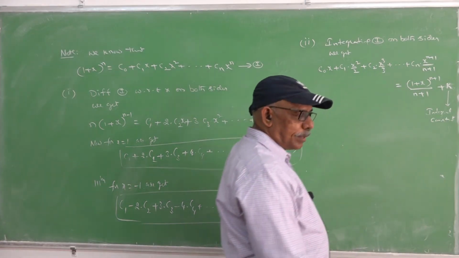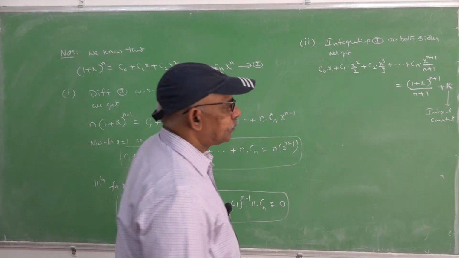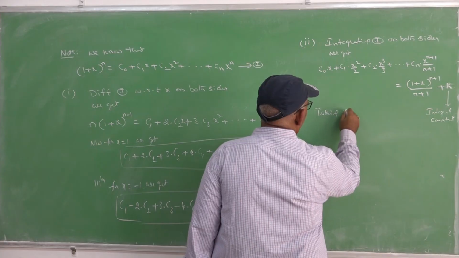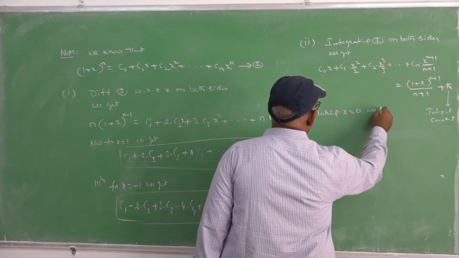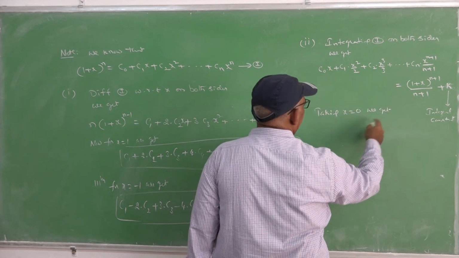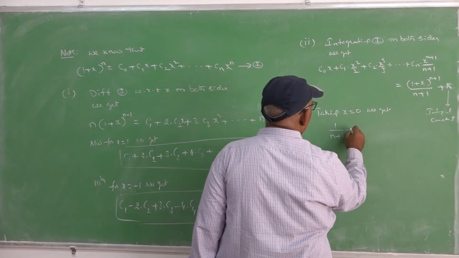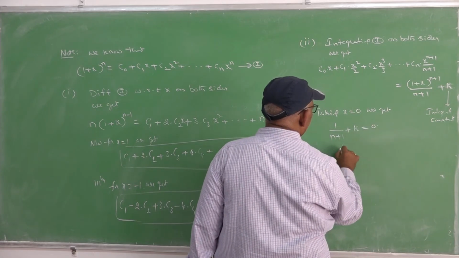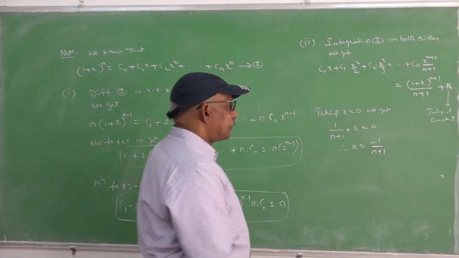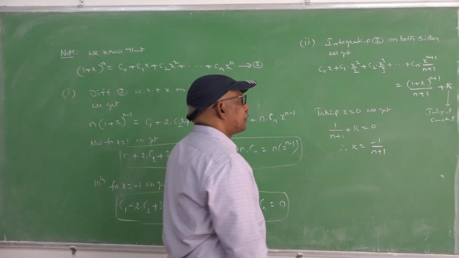To get this integral constant value, put x equal to 0. Taking x equal to 0 initially, all the terms in the left hand part are 0. Only in the right hand part, taking x equal to 0, we get 1 by n plus 1 plus k takes the value 0, so k in particular is minus 1 by n plus 1. So, taking x equal to 0, we get the integral constant as minus 1 by n plus 1.